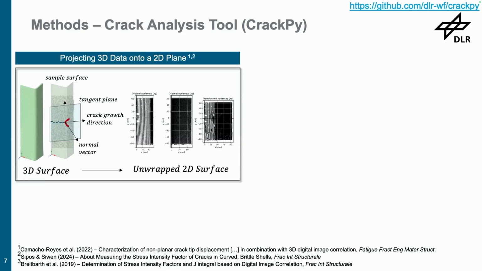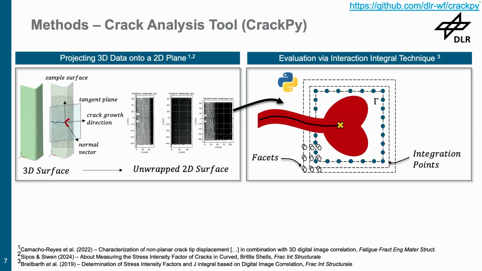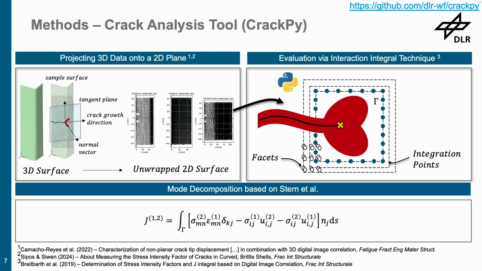And it has been shown that this can be done in these two publications, not by us, but by others. And we evaluate with the well-known interaction integral technique. And we derive our stress intensity factors based on the approach by Stern et al. And the beauty of this approach is this is all implemented in a pipeline for you to try this yourself on your own data.